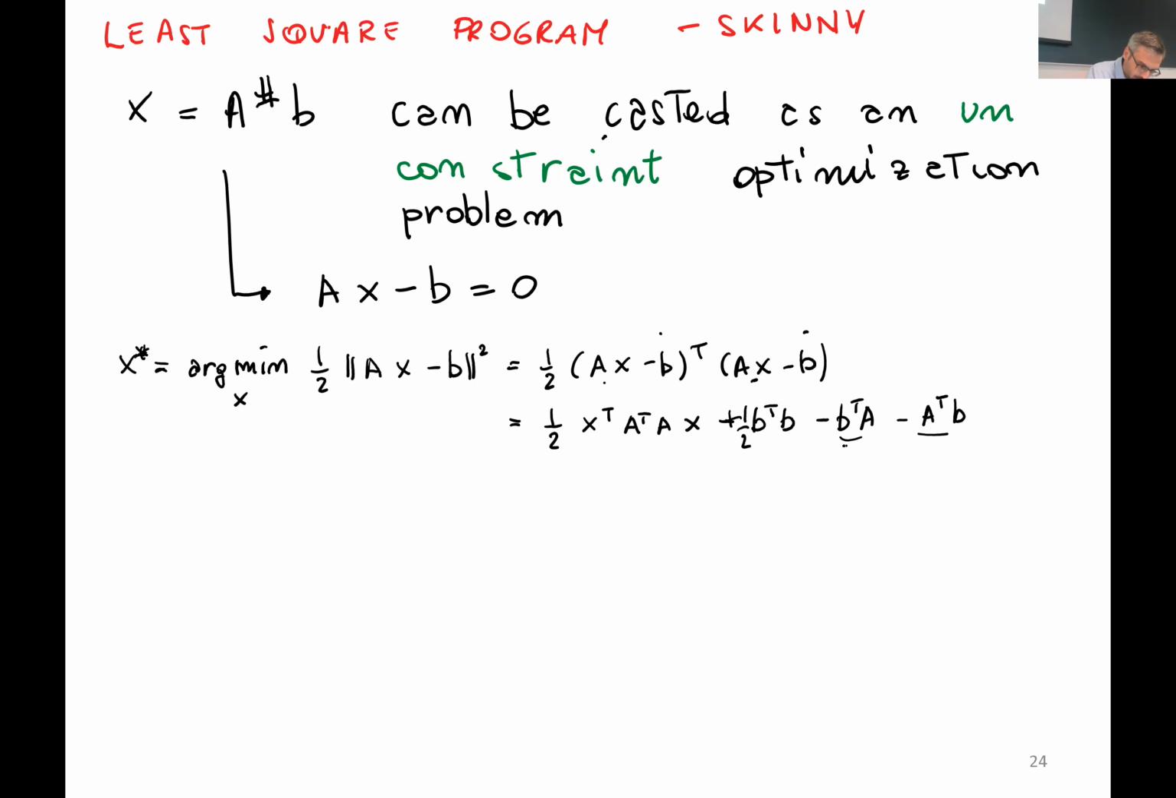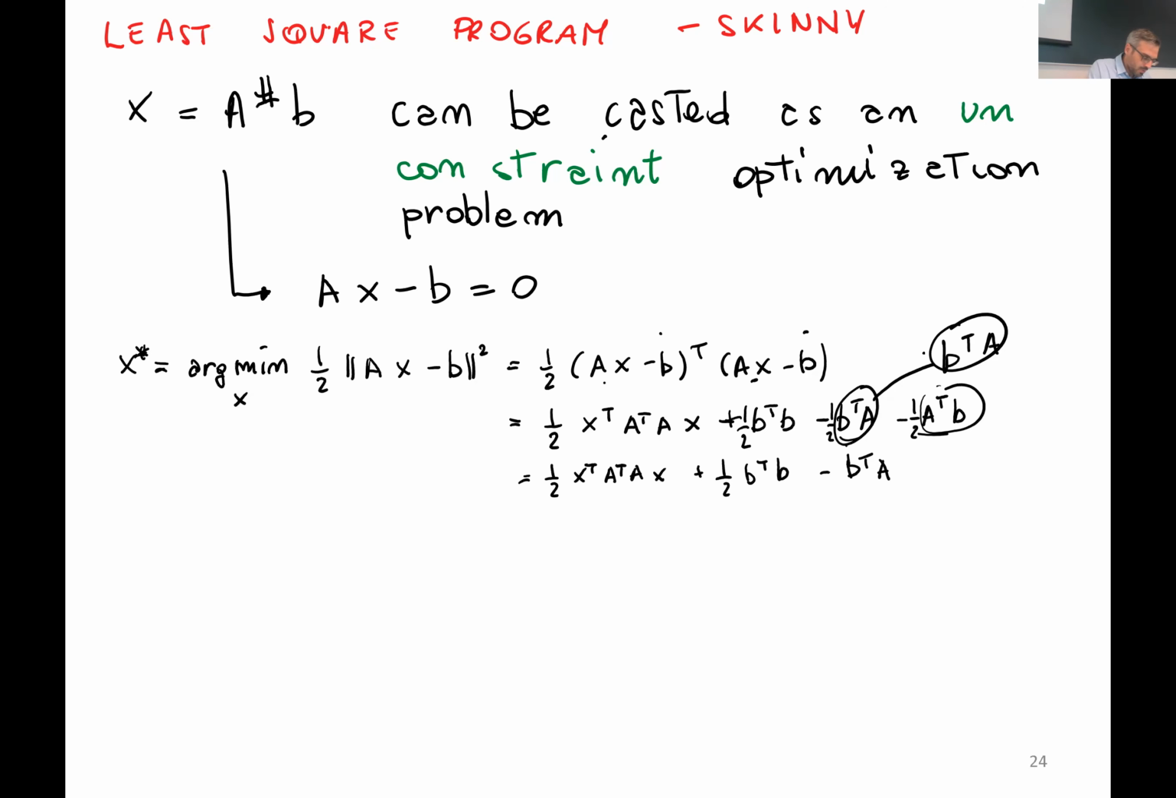So this was 1/2, this was 1/2. We can sum them up, so the 1/2 will disappear and we get the B transpose A. Because they are scalars, the transpose of a scalar is the same as the scalar, so we can do the transpose, obtain the same as this, and sum them up.